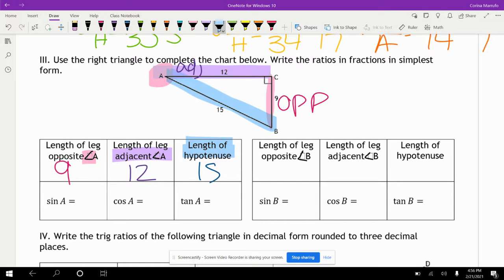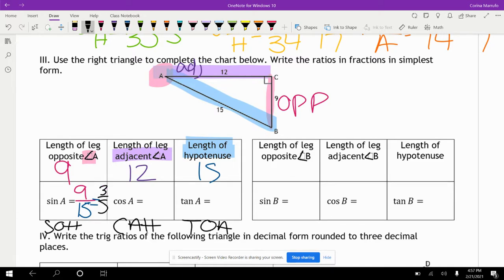So then we're going to go ahead and write the trig ratios. So we do need to remember SOH CAH TOA. All right. So here, sine is equal to opposite over hypotenuse. We already identified that the opposite was 9 and the hypotenuse was 15. And then I'm going to simplify this. So 9 over 15 is going to give me 3 over 5.